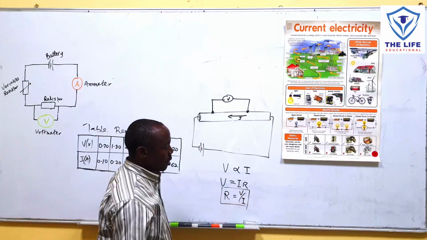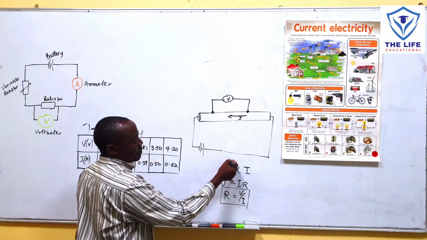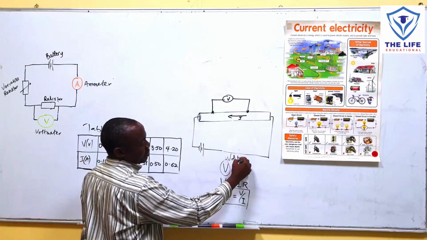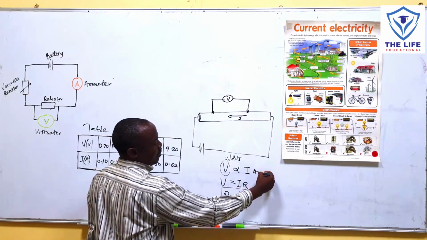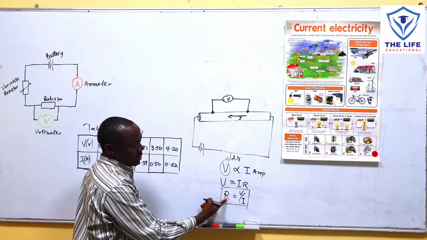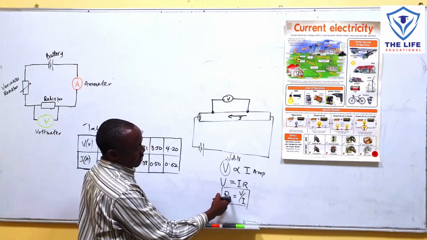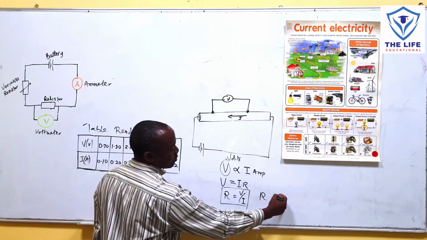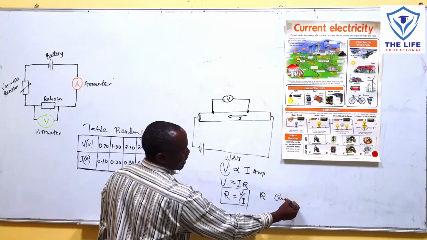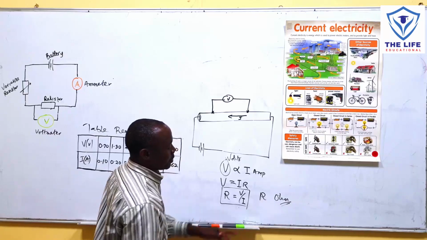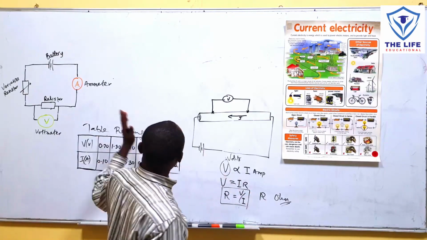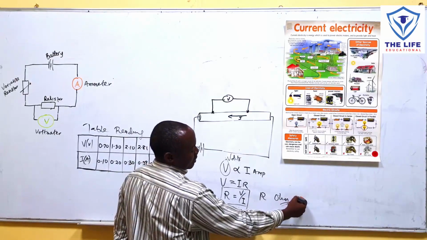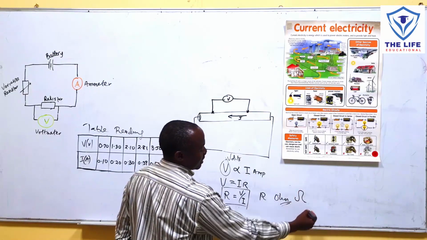Okay? And when you talk about units, we say that the potential difference is measured in volts. The current is measured in amperes. And the constant we are obtaining from this equation, which is the resistance, is measured in ohms. The name of the unit is what is used to honor the law we are talking about. Okay, and the symbol for ohms is the omega symbol.